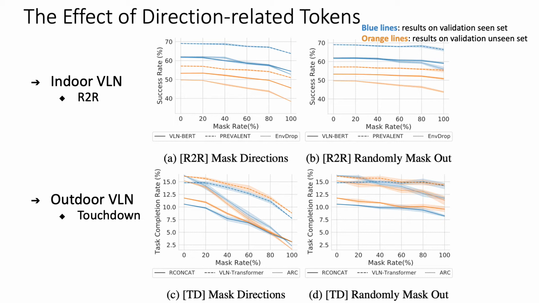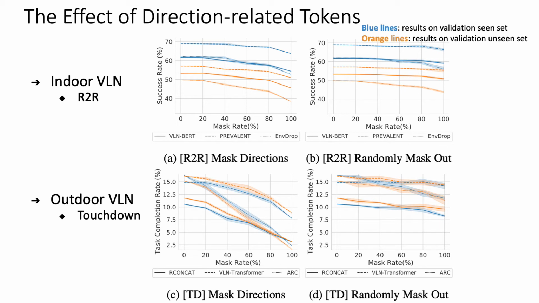Figure 3 actually shows the indoor and outdoor navigation agents' performance when a different number of direction tokens are masked out from all instructions. So comparing figure A and figure B, masking out the direction tokens causes the success rate to drop more than masking out random tokens, which means the indoor navigation agents take the direction tokens into consideration during navigation.